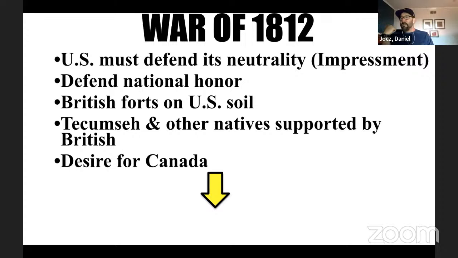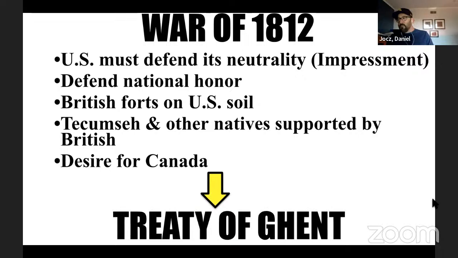Tecumseh and his brother, the Prophet, were supported by the British, given guns by the British, and those weapons were being used against Americans on the frontier. And remember, there was a desire for Canada amongst those politicians known as the War Hawks. And all of that ultimately leads to a war and then a peace treaty.